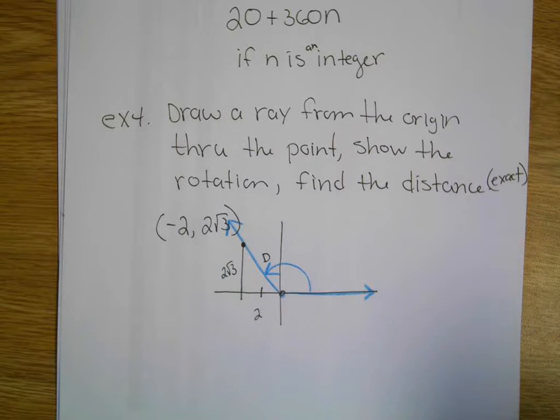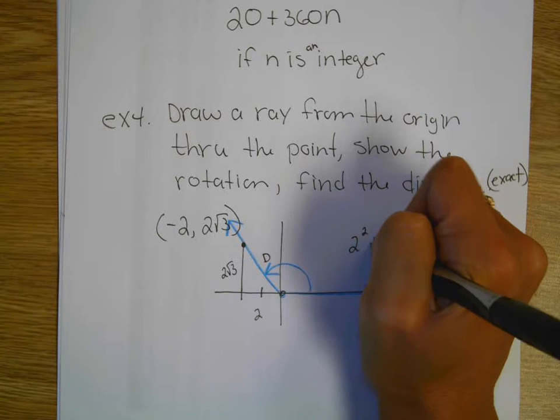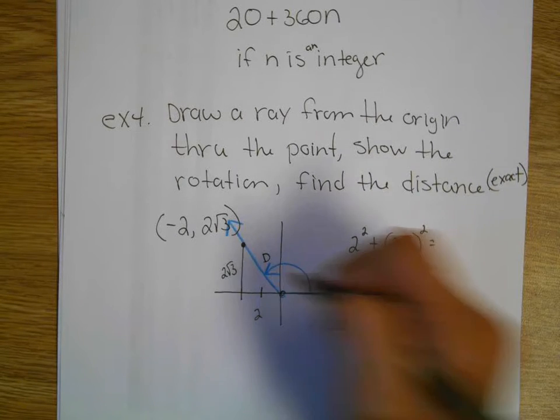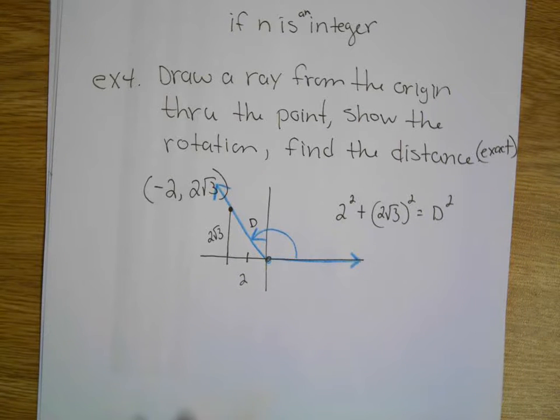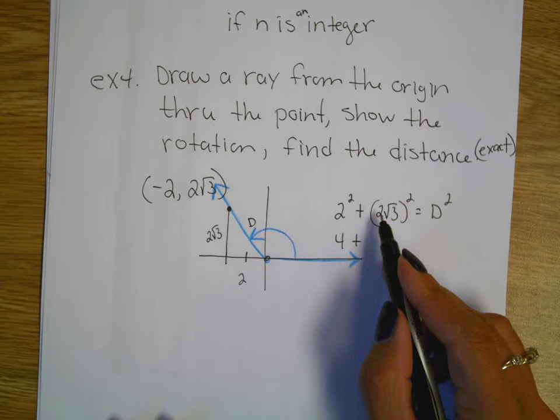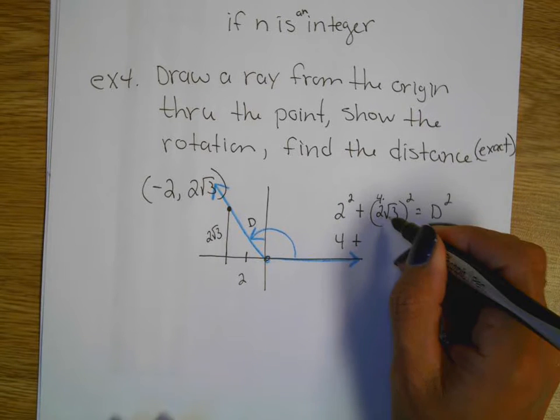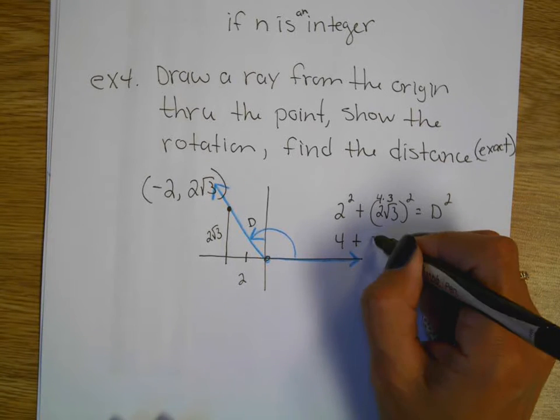Now I can quickly set up Pythagorean theorem, much quicker than subtracting the x's and the y's and the squaring and the square root. So if I set up Pythagorean theorem, 2 squared plus 2 square root of 3 squared equals my distance squared. Remember here you're squaring both parts and multiplying together. So 2 squared is 4. Square root of 3 squared is 3. You get 12 then.